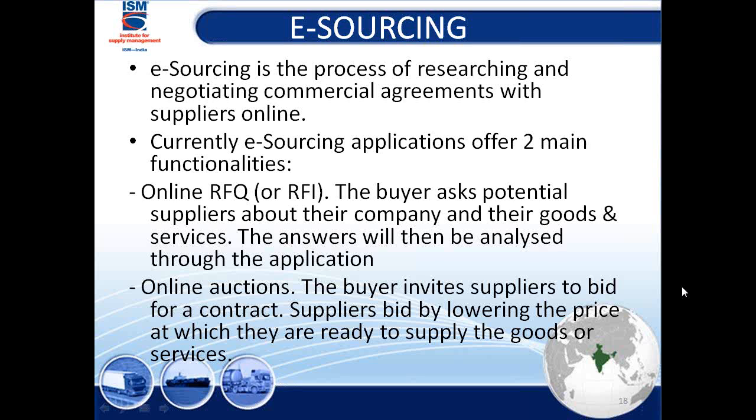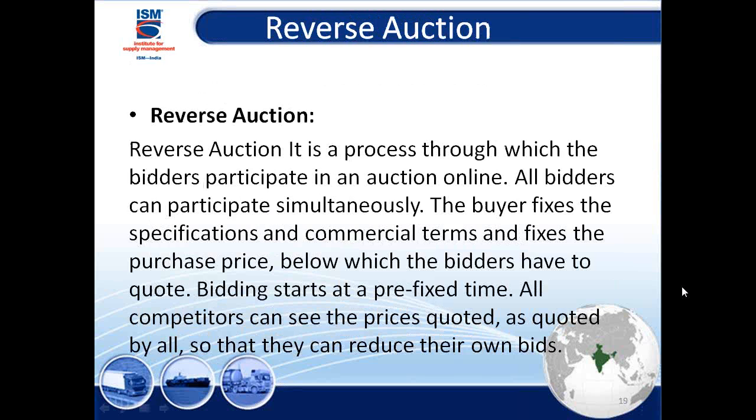Online auction is the next part. I think I'll explain a little bit more on this. Online auction could be forward auction and reverse auction. For reverse auction, there are many modalities: the Dutch auction, Japanese reverse auction, UK reverse auction, but I'll try to explain in a very generic way. A reverse auction is a process through which bidders participate in an auction online. I'm sure you know the selling part very well; the forward auction is the selling part. You might have seen in your day-to-day life when people auction something to sell. The reverse auction is the reverse of that.